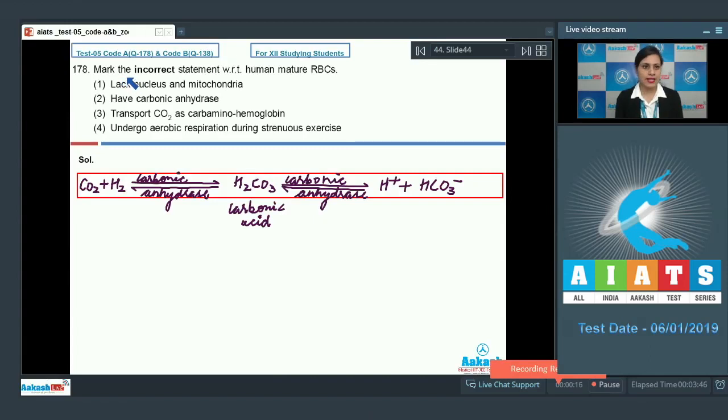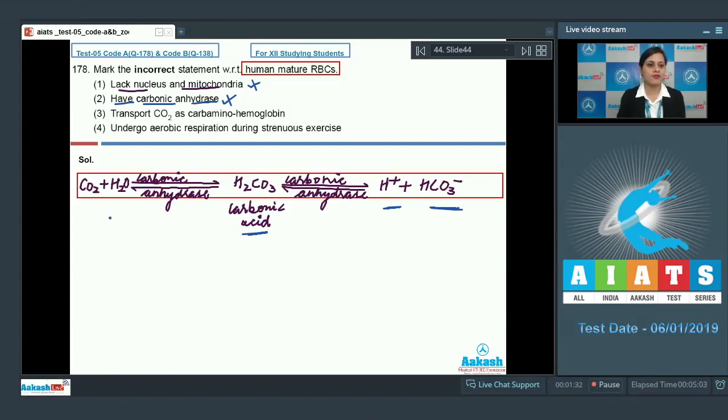Question number 178. Mark the incorrect statement with respect to human mature RBCs. Now, human mature RBCs lack nucleus and mitochondria and perform anaerobic respiration. So the very first option, that is lack nucleus and mitochondria, is a correct statement, so cannot be a correct answer to our question. The second statement is have carbonic anhydrase, and as it is also a correct statement, this cannot be a correct answer to our question. Carbonic anhydrase is an enzyme which is present in high concentration in RBCs, and it facilitates the conversion of carbonic acid into hydrogen ion and bicarbonate ion and formation of this carbonic acid from water and CO2.